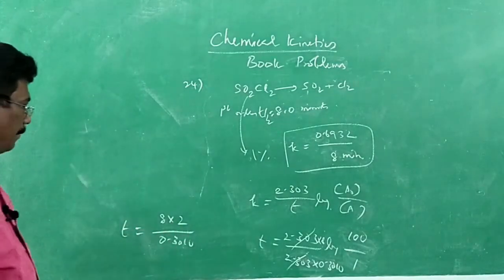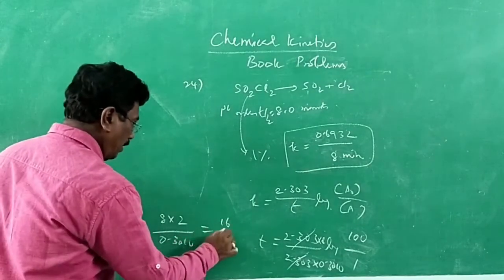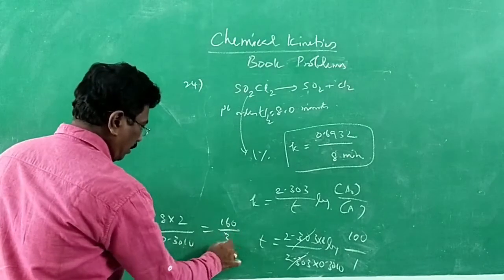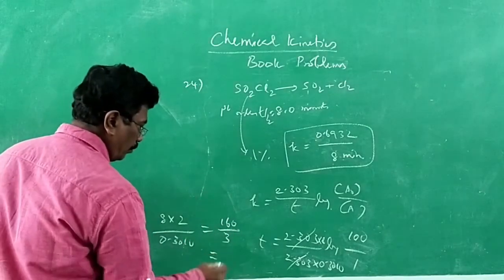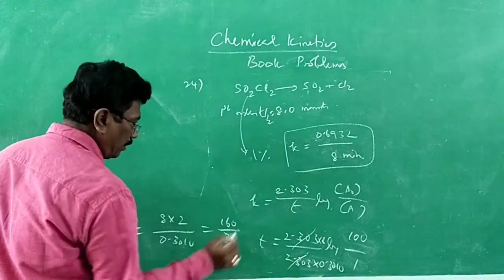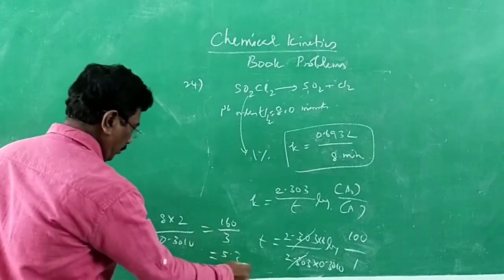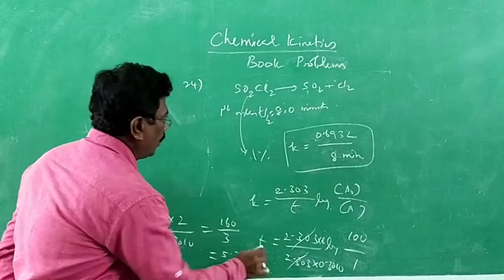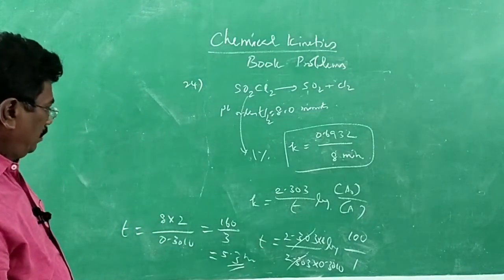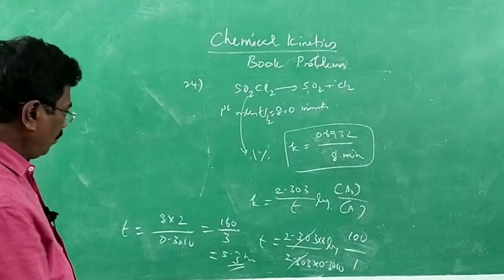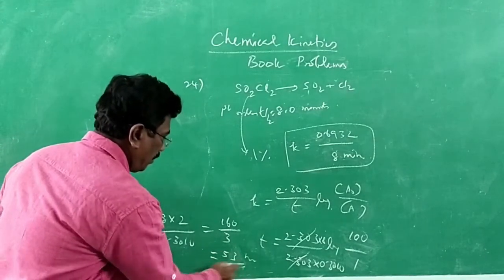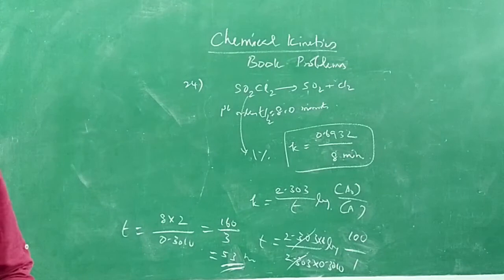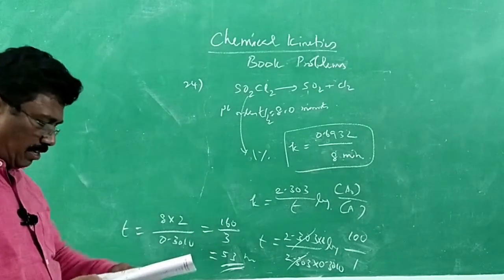All right. So 16 by 0.3010, when I multiply numerator and denominator by 10, 160 by 3, approximately 53 something. That much time is required, minutes is required. 160 by 3 means 53 minutes. That much time is required. You can exactly solve the sum.